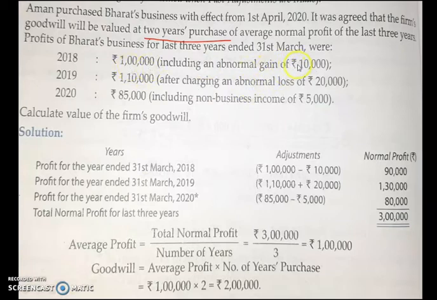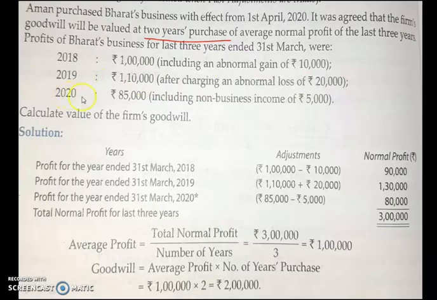From 1 lakh you have to subtract 10,000. In 2019 it is 1,10,000 after charging an abnormal loss of 20,000. So in this 1,10,000 an abnormal loss has been included, and you have to remove that. So how do you calculate the exact profit? Here the abnormal loss will be added. As per step 1 that we saw in our previous slide, you have to add this 20,000 to this profit so that you will get the correct profit.